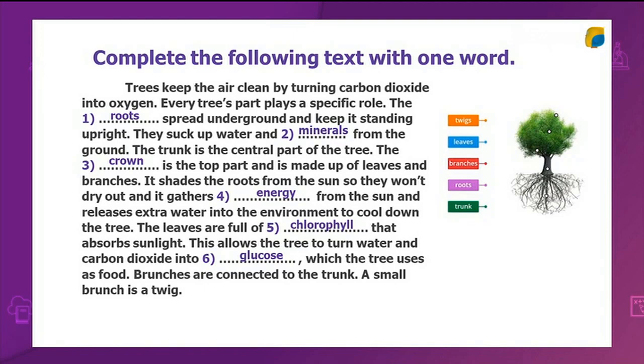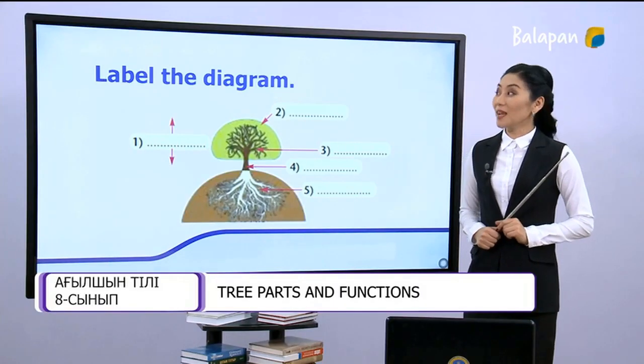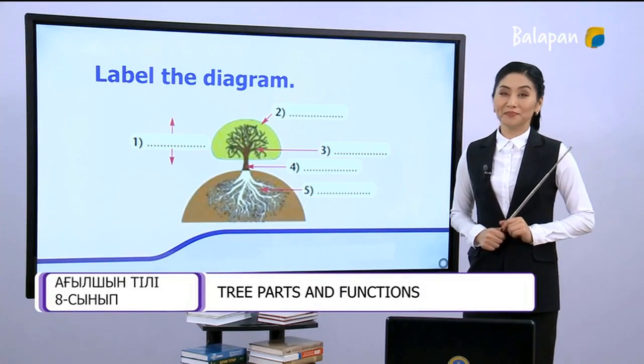The leaves are full of chlorophyll that absorbs sunlight. This allows the tree to turn water and carbon dioxide into glucose, which the tree uses as food. Branches are connected to the trunk. A small branch is a twig.